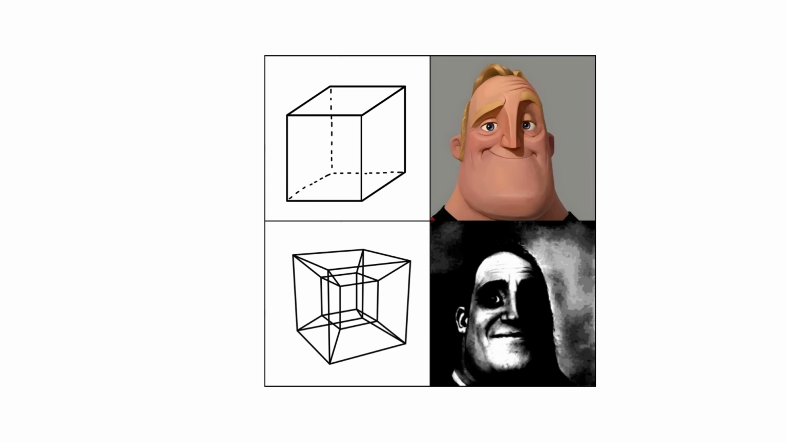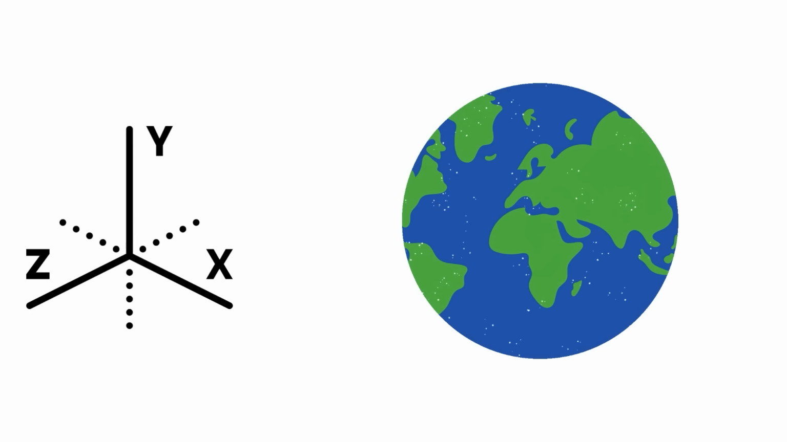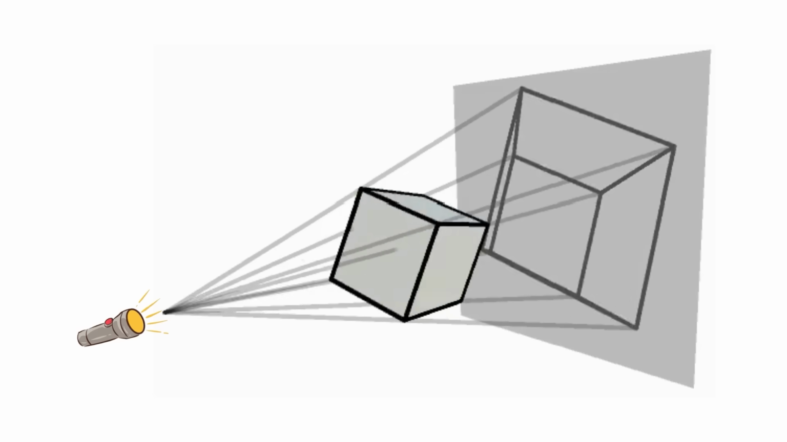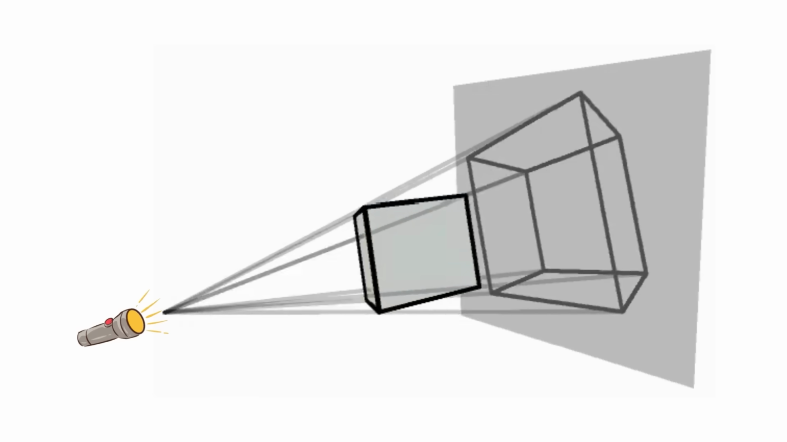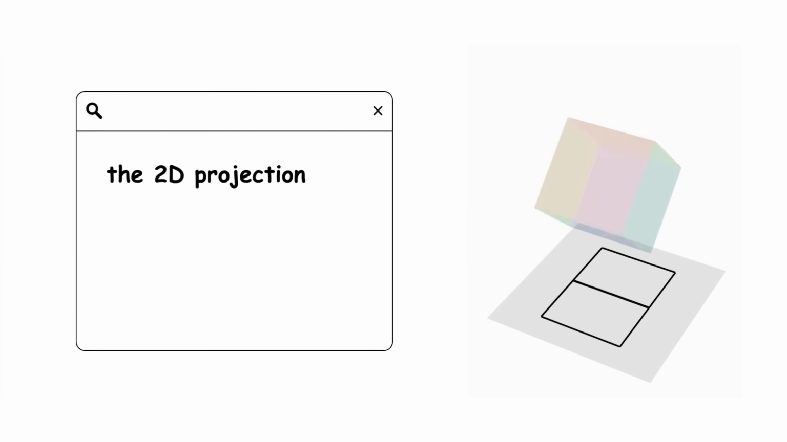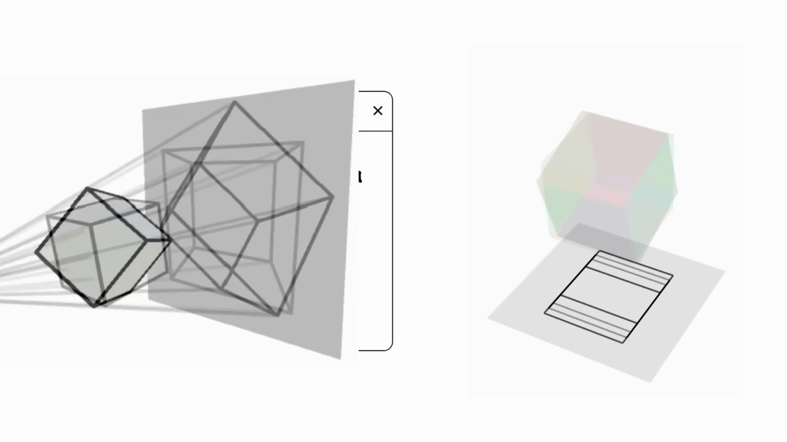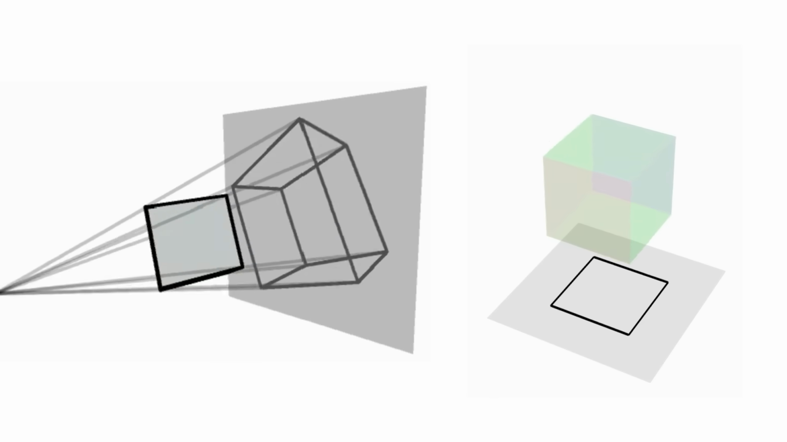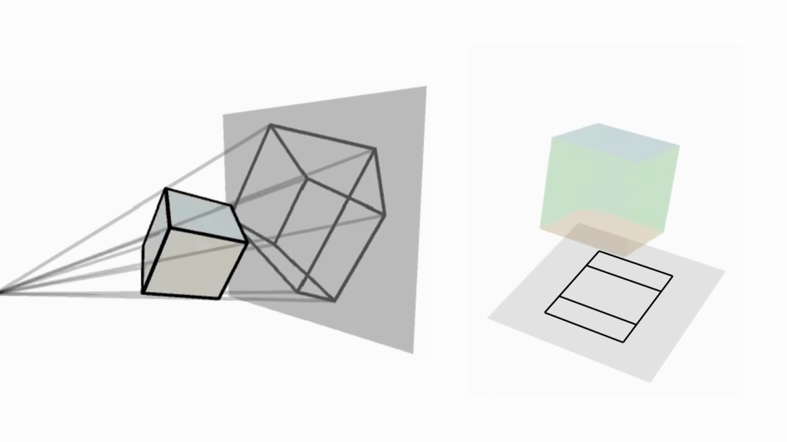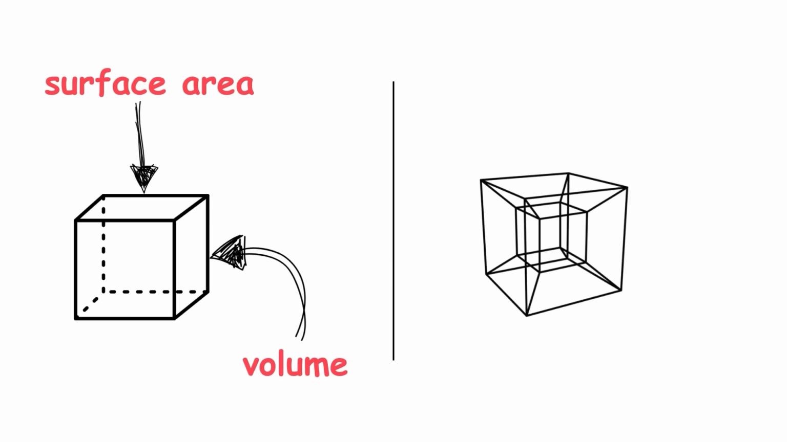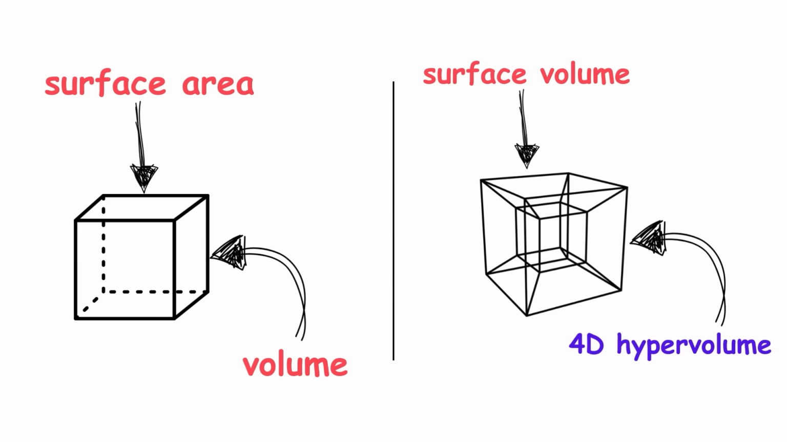Obviously, four-dimensional shapes are difficult to visualize in a world with only three dimensions of space. However, one option is to look at its 3D projection. Just as the 2D projection of a 3D object can be thought of as its 2D shadow, the 3D projection of a 4D object can be thought of as its 3D shadow. Just like the cube has a volume and a surface area, the tesseract has a 4D hypervolume and a surface volume.